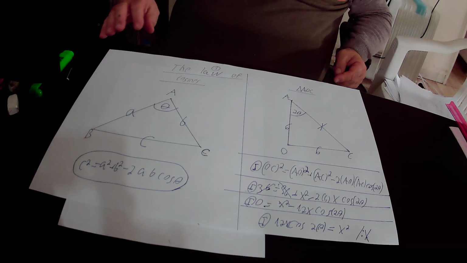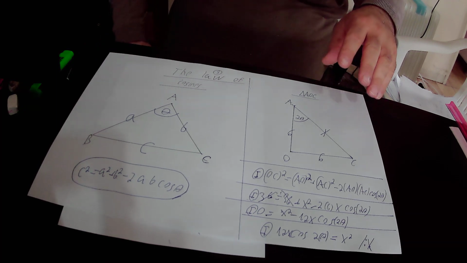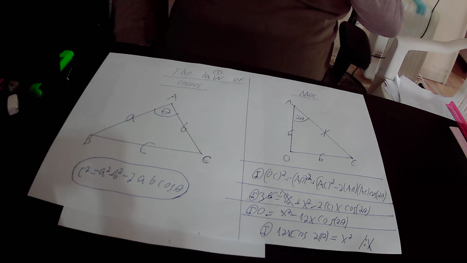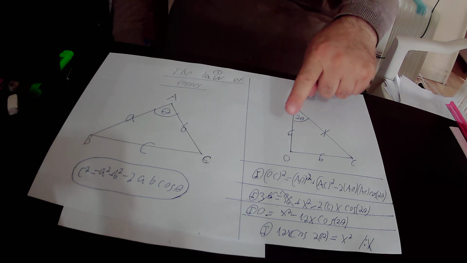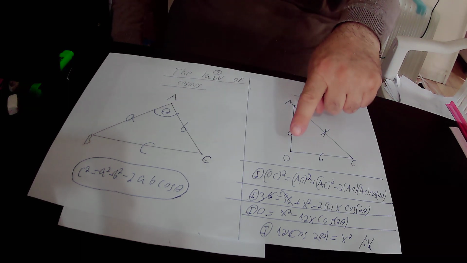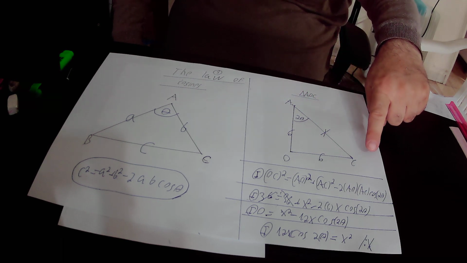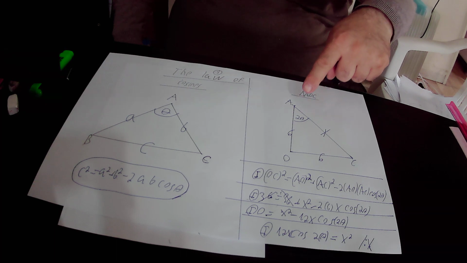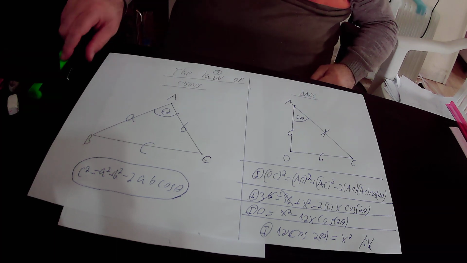So here we implemented the law of cosines on this triangle AOC. In this triangle AOC, we get that OC squared equals AO squared plus AC squared minus 2 times AO times AC times cosine 2 theta.